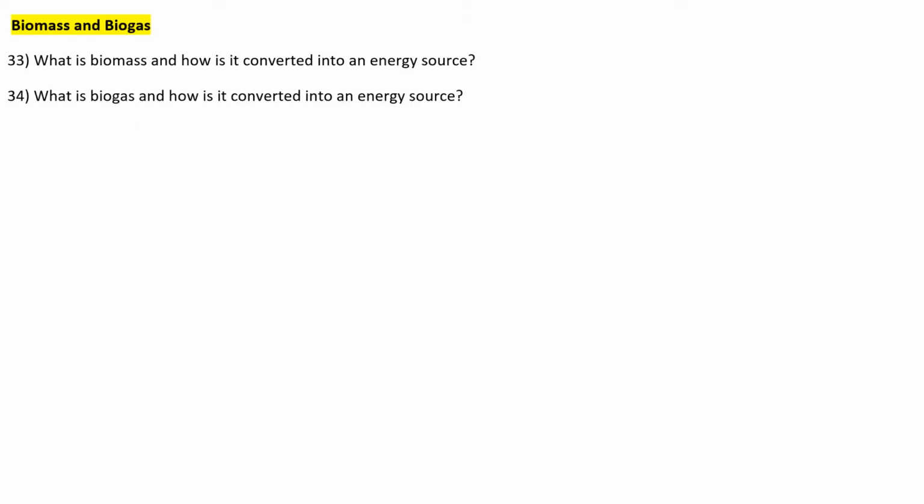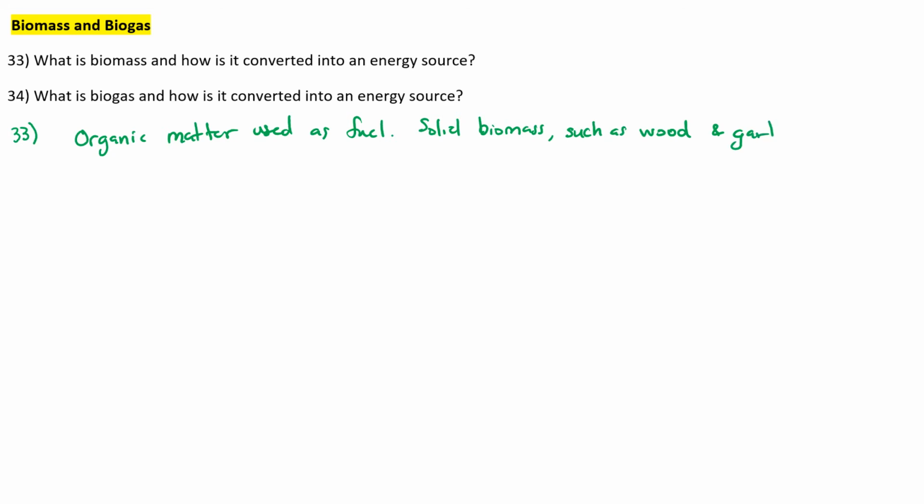What is biomass and how is it converted into an energy source? So biomass, writing right here, y'all, is organic matter used as fuel. Solid biomass, such as wood and garbage, can be burned directly to produce heat.